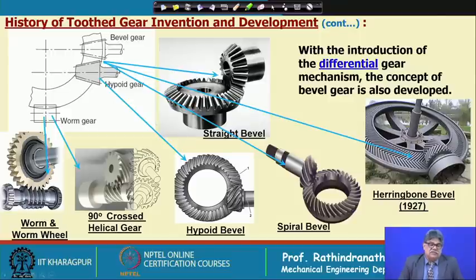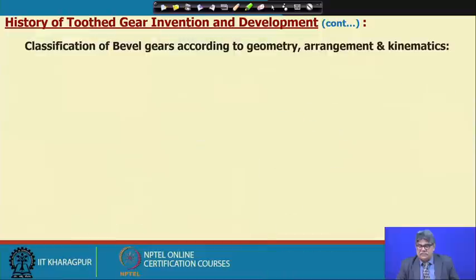So, this is, you can say, a transformation from bevel to worm, and these are all non-parallel shafts. They might be intersecting or might not be intersecting.